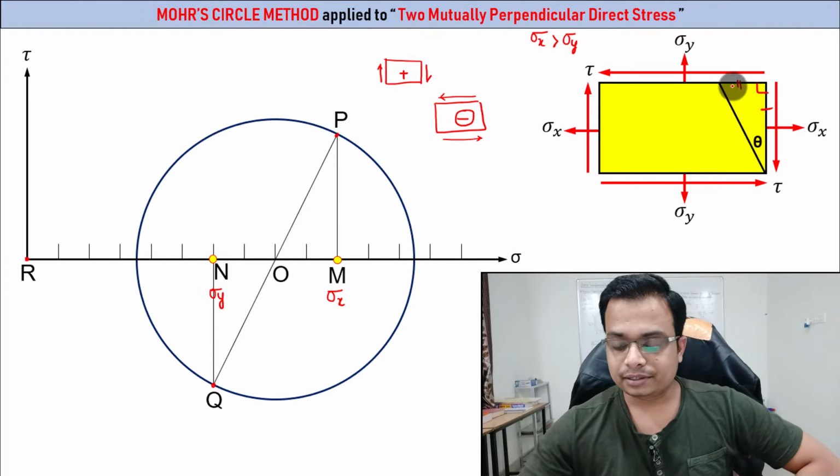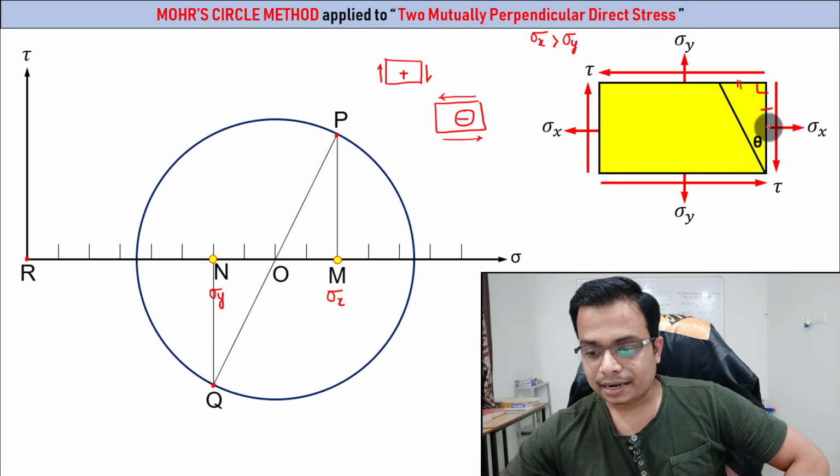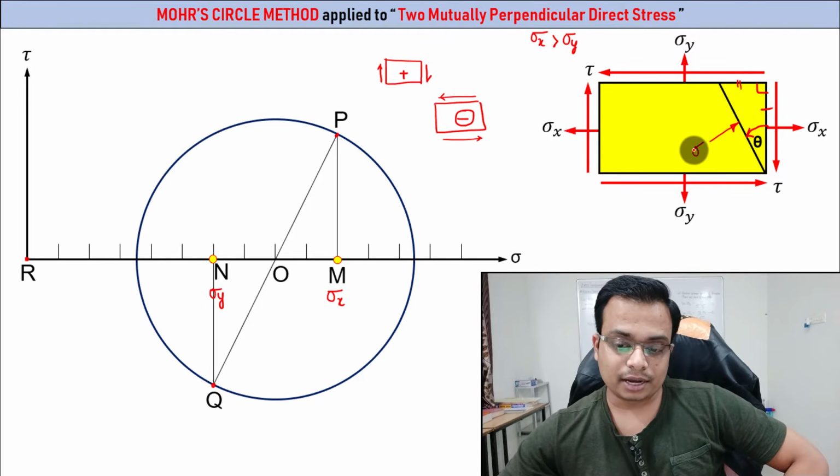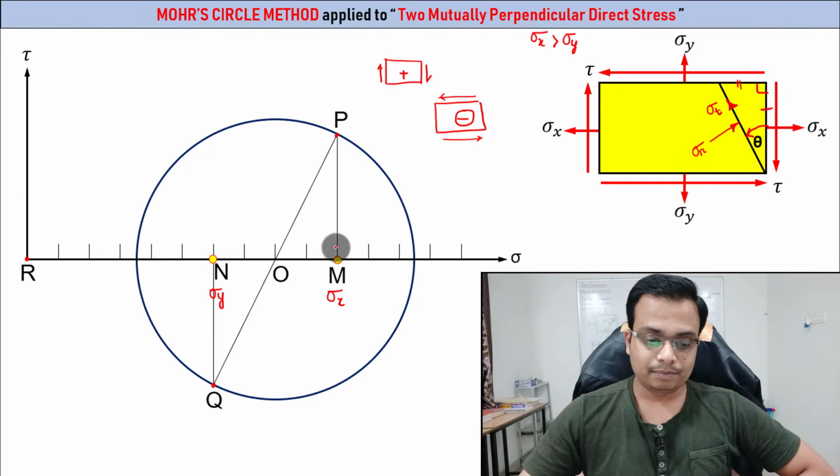Now what we need to find is the normal stress on a plane at an angle theta with the vertical in the anti-clockwise sense. So we want to find the normal stress here. This is going to be called sigma n. We want to find the tangential stress along the plane. This is going to be known as sigma t.